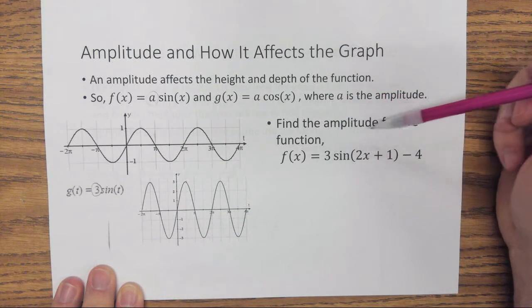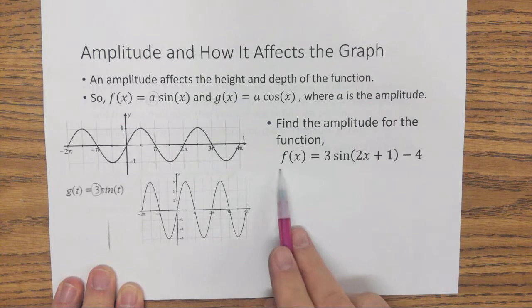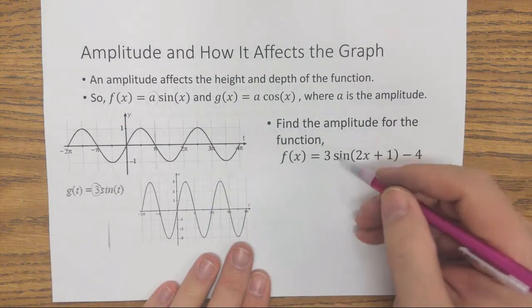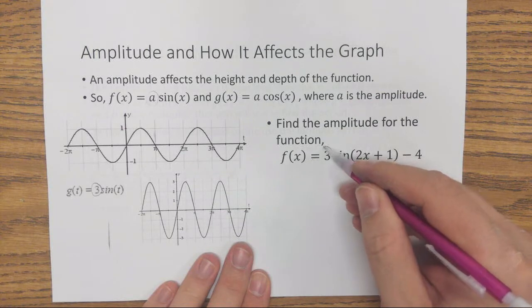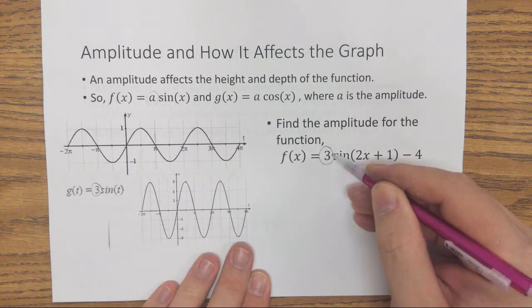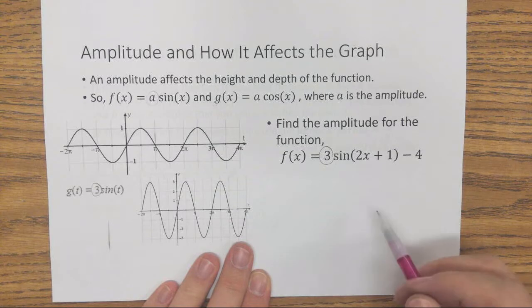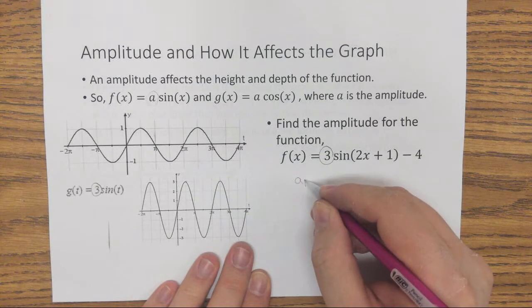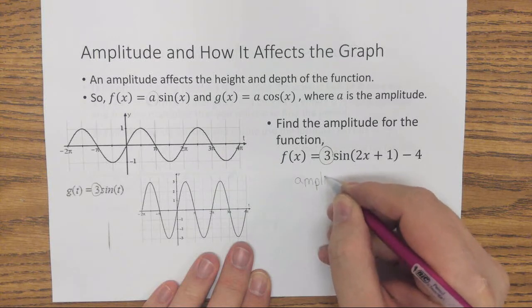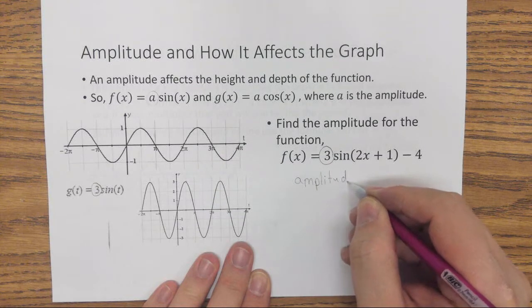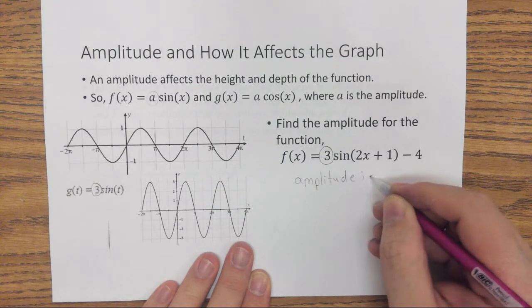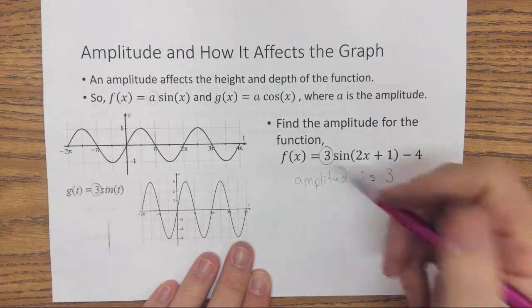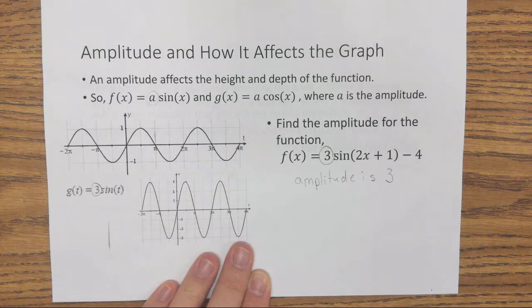So, find the amplitude for the function. If I just give you a function like this, and you're looking for the amplitude, you look for the leading number here, whatever number is being multiplied by everything else, and that's 3, so the amplitude is 3. Pretty easy, just look for that number.